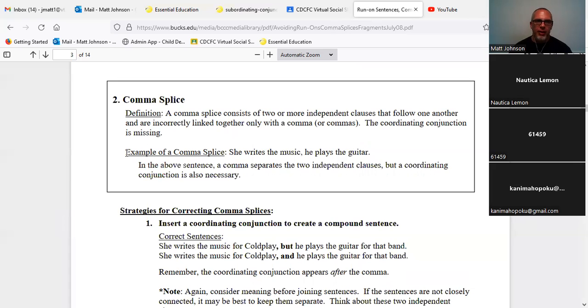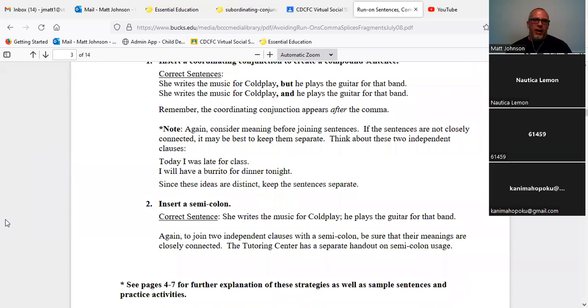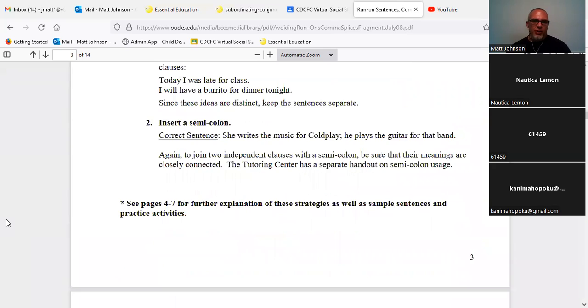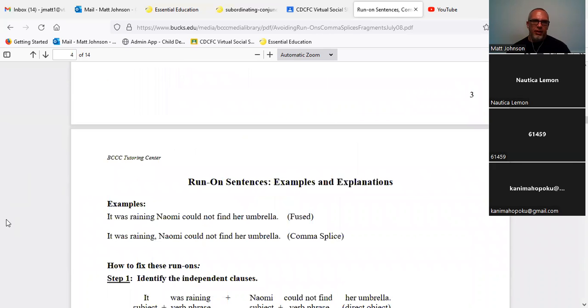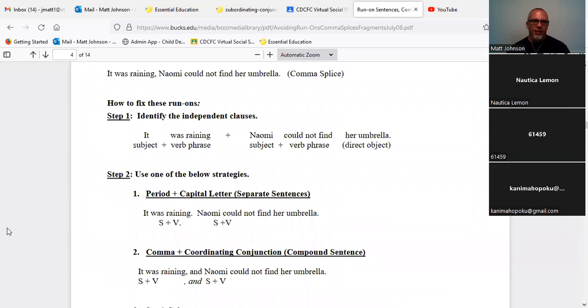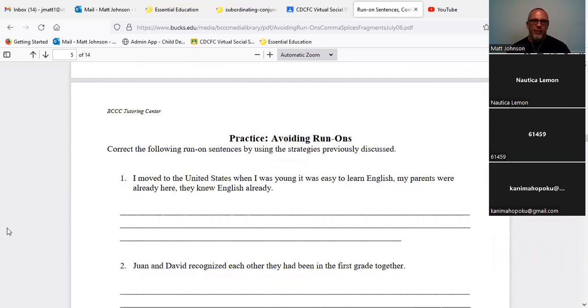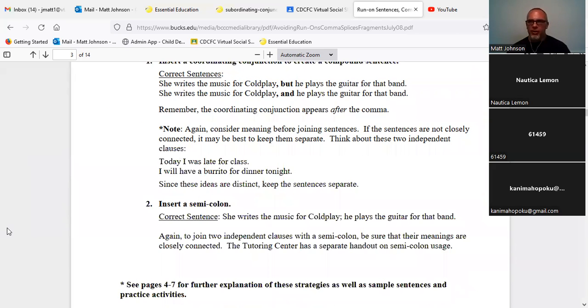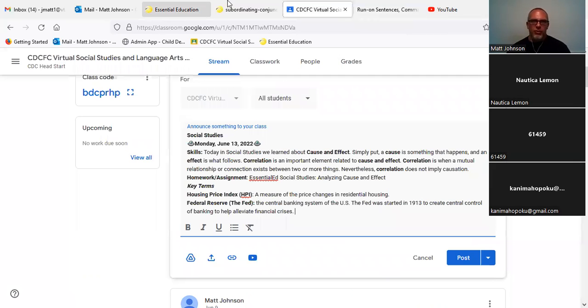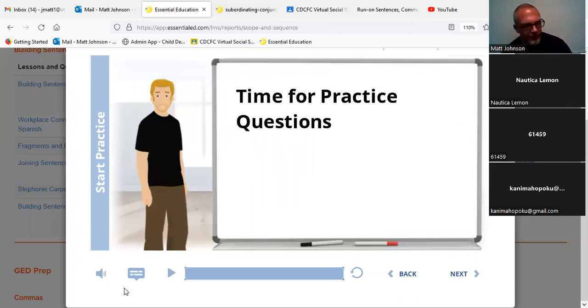Incorrect up here at the top. Example of a comma splice. She writes the music, he plays the guitar. Gotta have a conjunction there. Can't just have punctuation unless it's a semicolon. That's the only punctuation that would work in that situation. Punctuation situation, that rhymes. So again, that's a comma splice. And I'll put this on Google Classroom, and I think they have a little bit of practice there for avoiding run-ons.